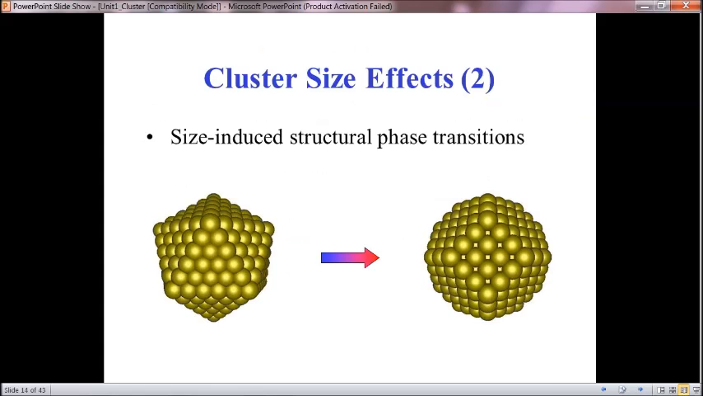So the cluster size effect is having another property, that is size induced structural phase transition. In bulk materials dimensional changes may occur. Here, on the inclusion and removal of nanoparticles, the cluster structure changes, which gives a phase transition.